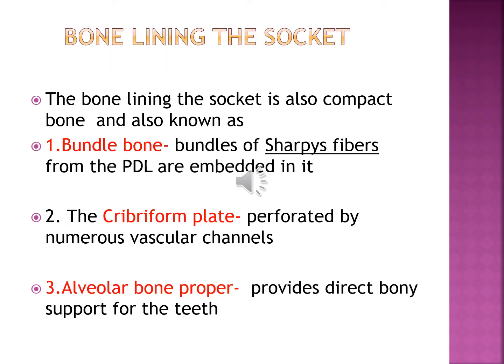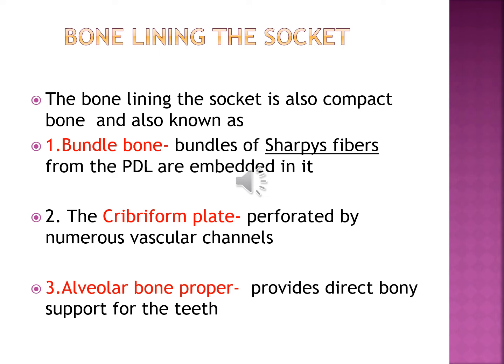Bone lining the socket is also made of compact bone, which is known by different names because of its different functions. It's known as bundle bone, cribriform plate, alveolar bone proper, and lamina dura. Now, why are there different names for the same bone? It's all because of different functions.